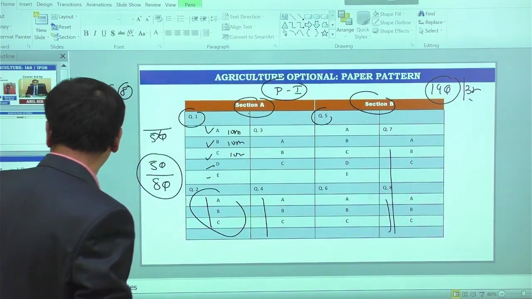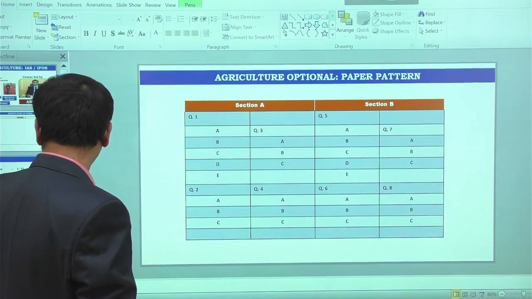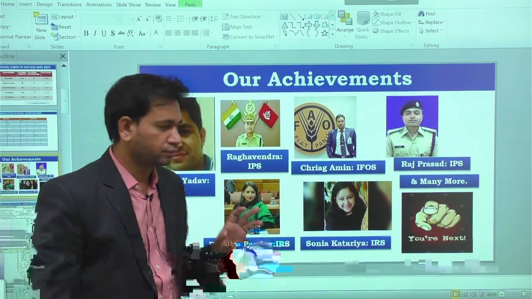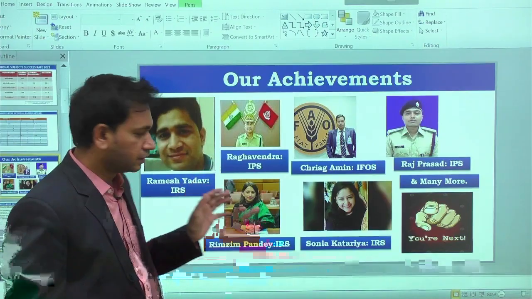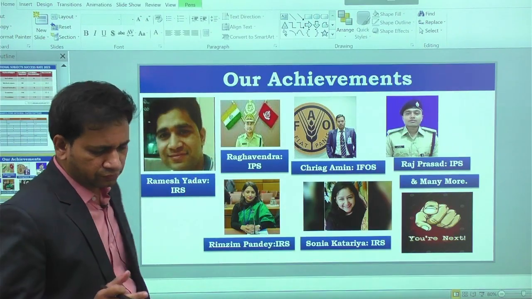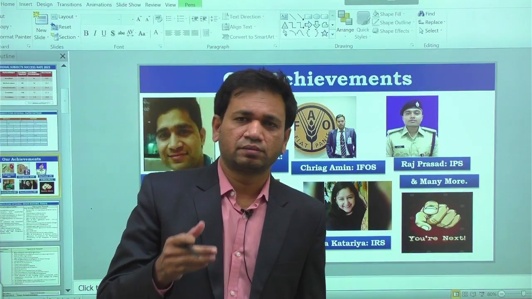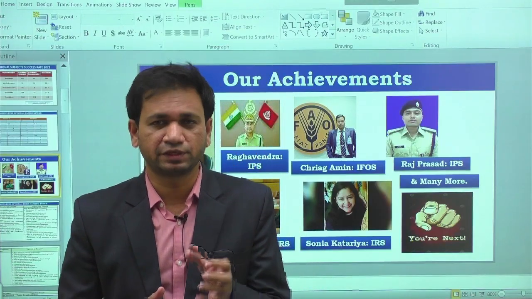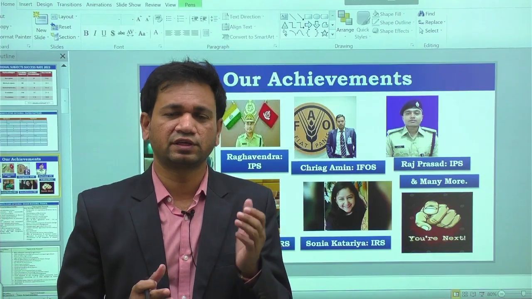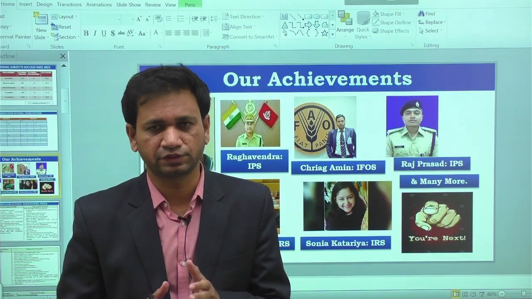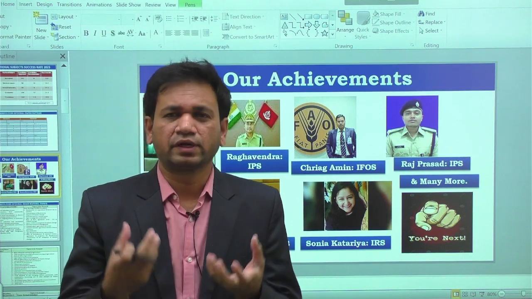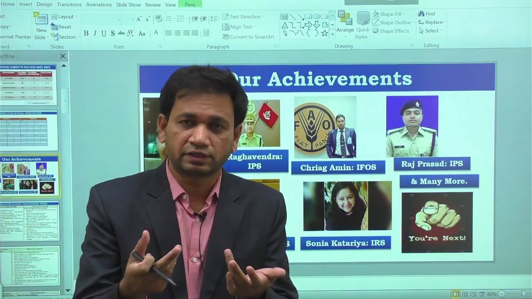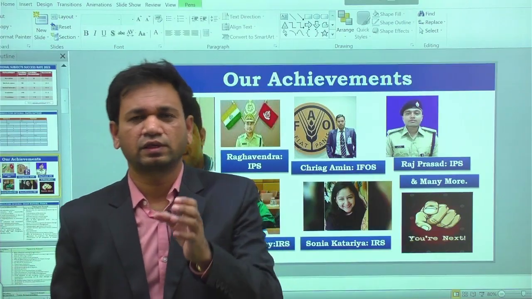Then apart from that, we have some of the previous year's toppers from the agriculture optional, right? Whenever you want to achieve something in the UPSC, it requires hard work, consistency and patience in your preparation. Only then can we make a significant result in UPSC preparation. Because reading is one habit, and expressing the same thing on white paper is another skill. It requires a lot of practice.